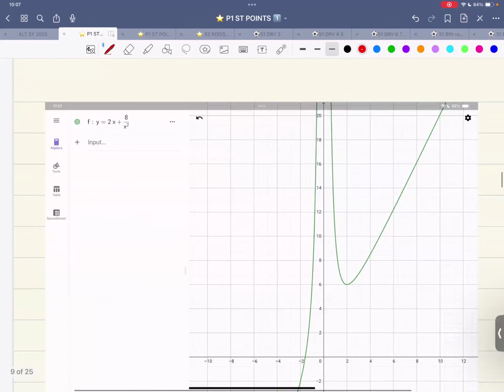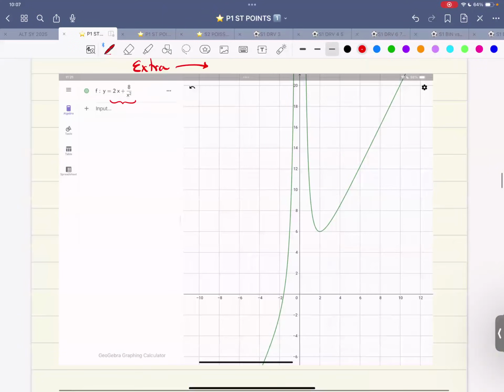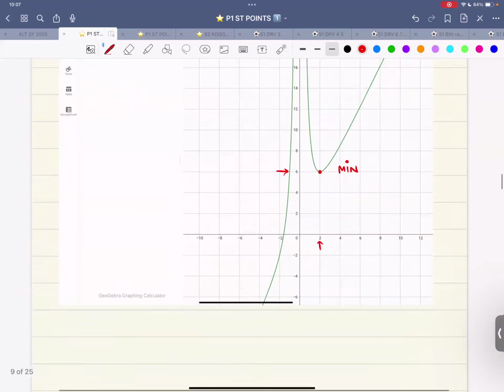Now I have taken this extra initiative of showing you the graph of this, 2x plus 8 over x squared. Of course, they're not asking us to draw the graph. I'm just showing you that there is one turning point. This is 2. This is 6. And you see that this is a graph of a minimum. So that is what I've done over here.